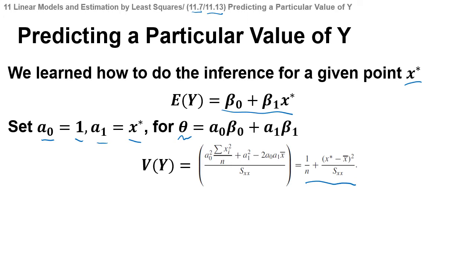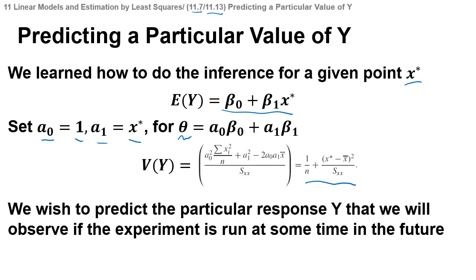Let's think about the other case. What if we observe the new observation y? So we wish to predict the particular response y that we will observe if the experiment is run at some time in the future. So what would be the difference? So let's think more deeply about this situation.